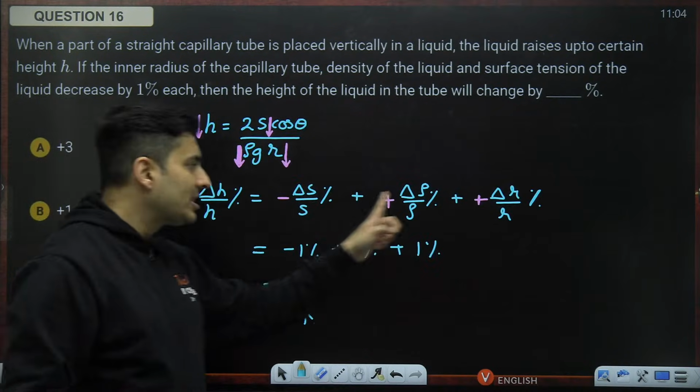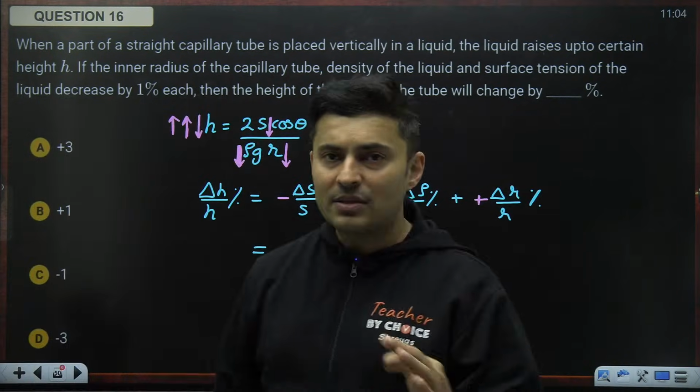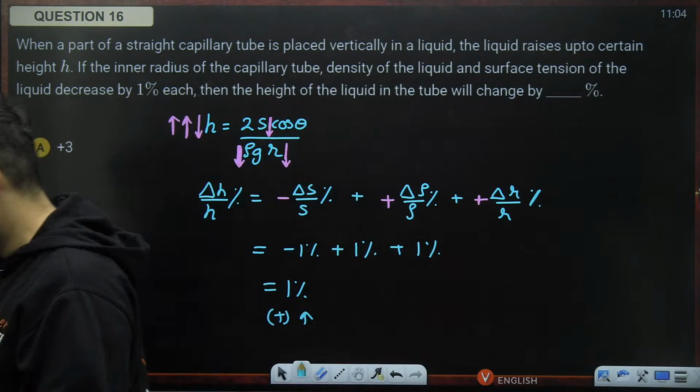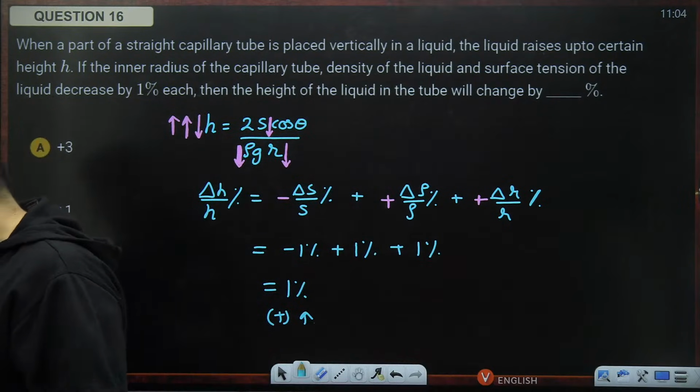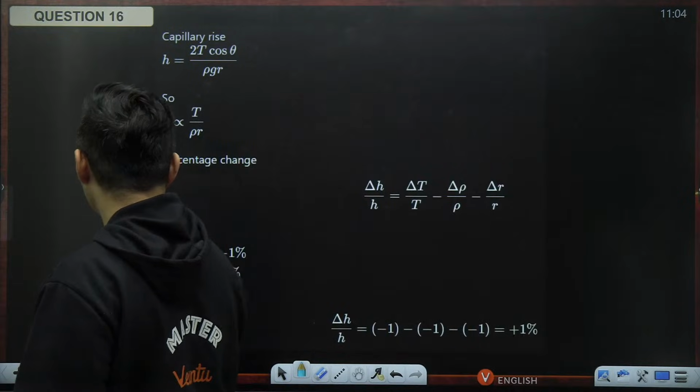Got it? So the sign is the place where many kids make a mistake. Yeah, that's how you do it. Moving on to the next one.